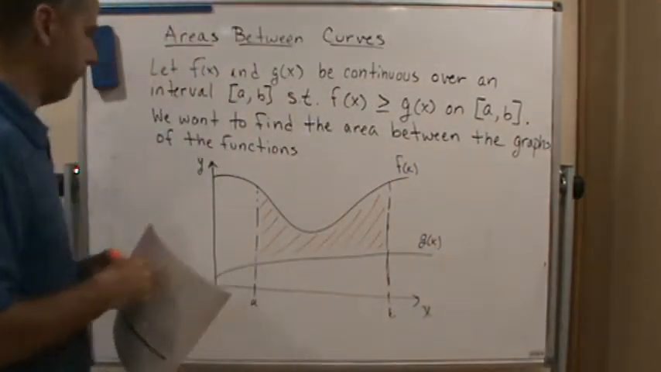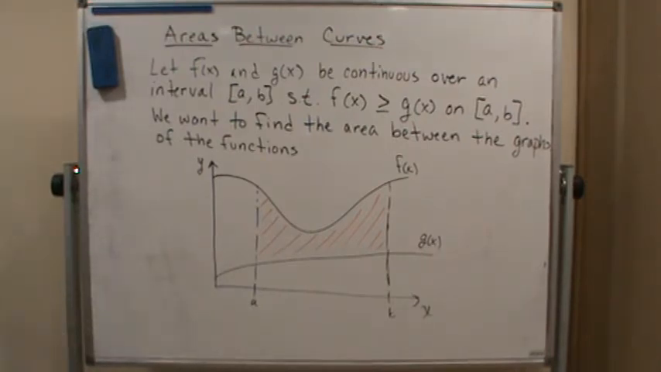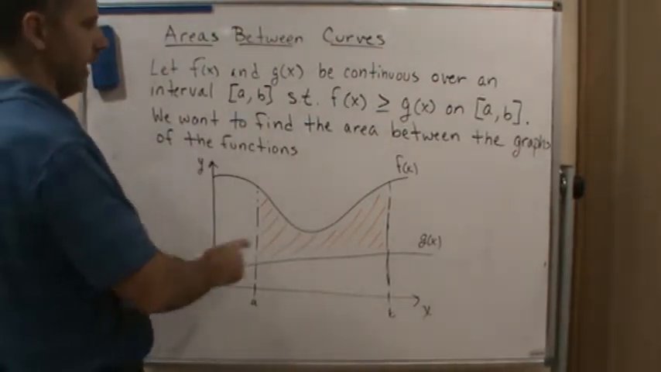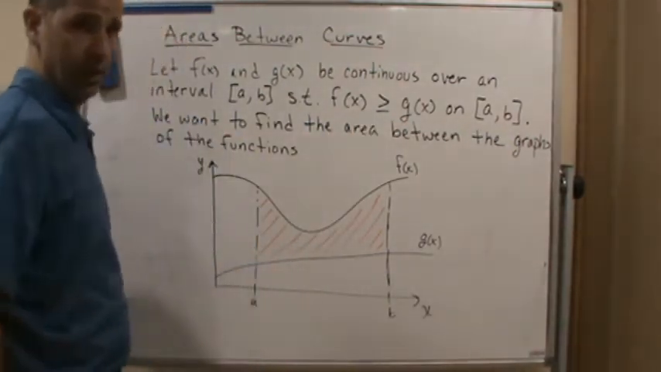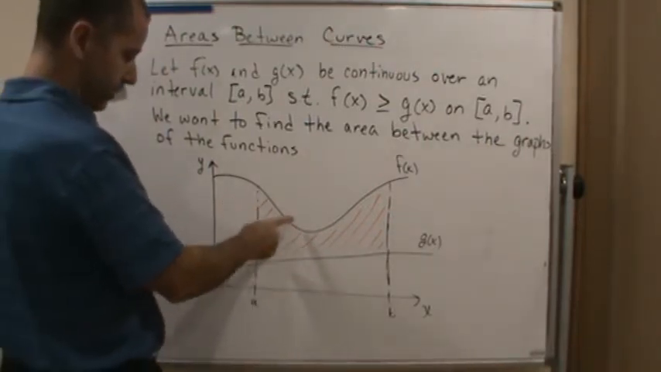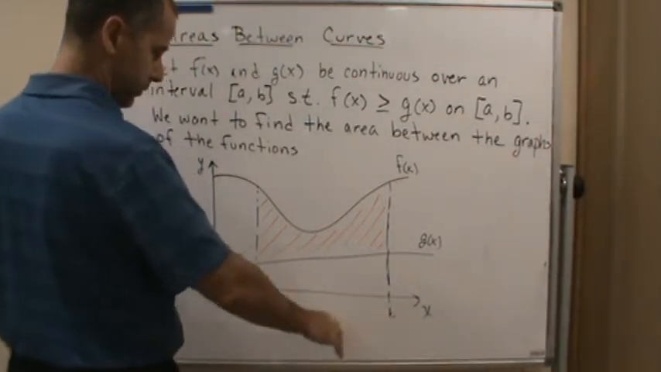There we go. Okay, so what we want to do is let f of x and g of x be continuous functions over a closed interval [a, b], such that f of x is greater than or equal to g of x on the same closed interval. So we want to find the area between these two curves on that closed interval.